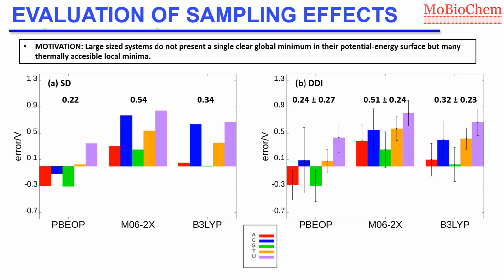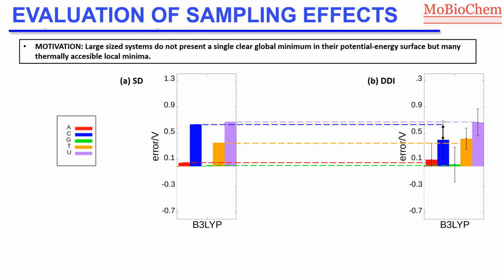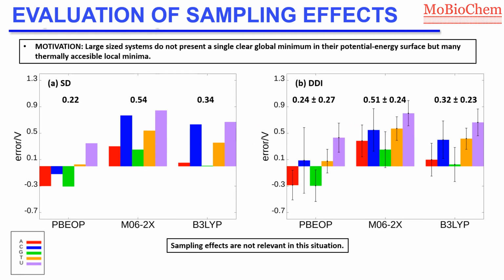Similar plots as presented before are shown in this slide. On the left side, errors from the static direct approach are plotted, whereas on the right side, they are described for the dynamic direct approach. It is possible to see that the mean unsigned errors for both methodologies are pretty similar. The nucleobase that presents the most important variation in its potential is cytosine, but in general terms, there is almost no variation on these properties from one scheme to another. In view of all these observations, it can be stated that sampling effects are not relevant in this situation.